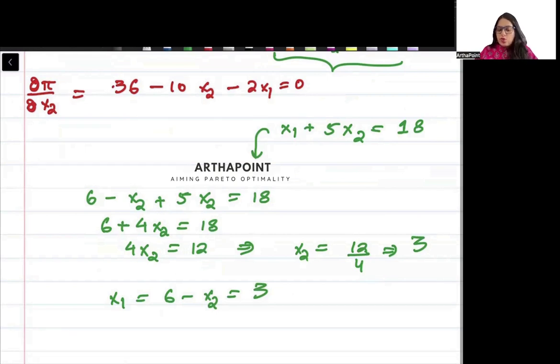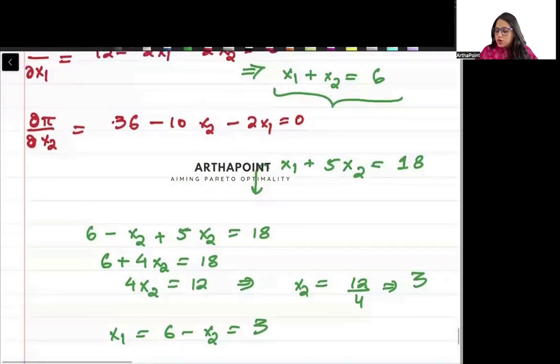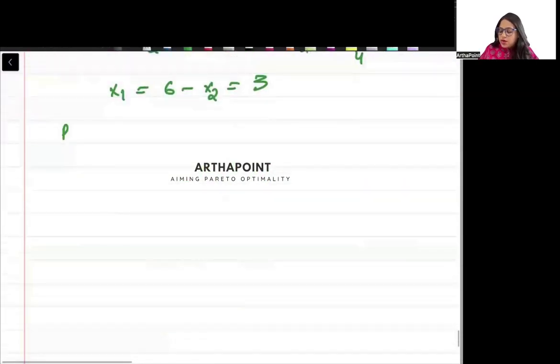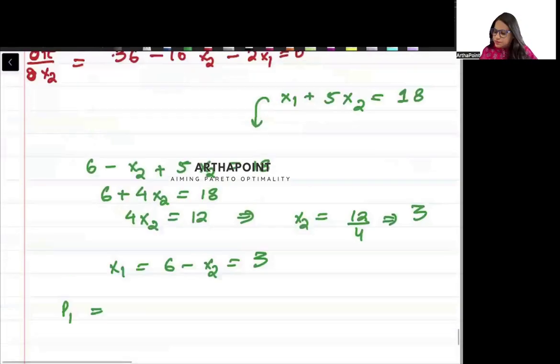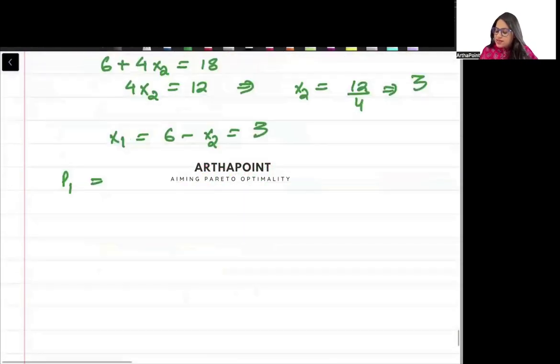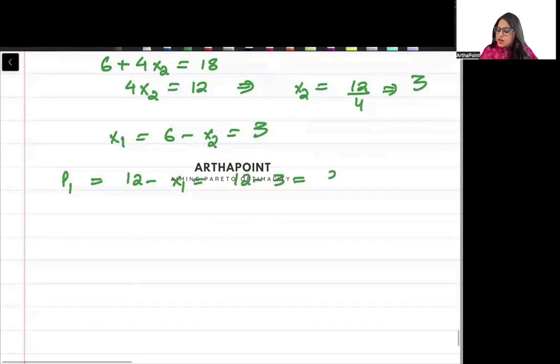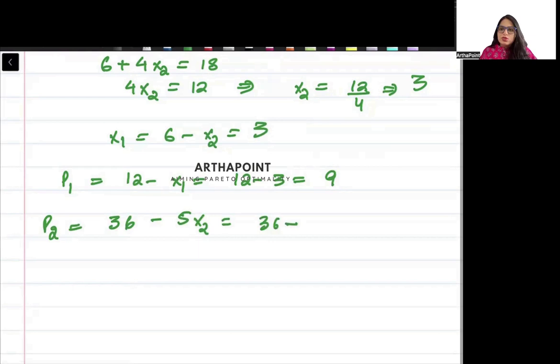Now what I can do better, I can find out P1. So P1 will be, what was the function given to me? 12 minus x1. So 12 minus 3, that means 9. And P2, which is given to me as 36 minus 5x2. So 36 minus 5 into 3, that means 15. So this is going to be 21. This is going to be 21, right?